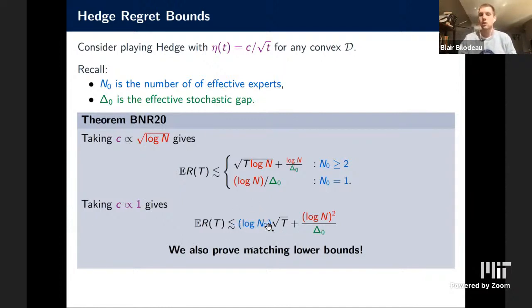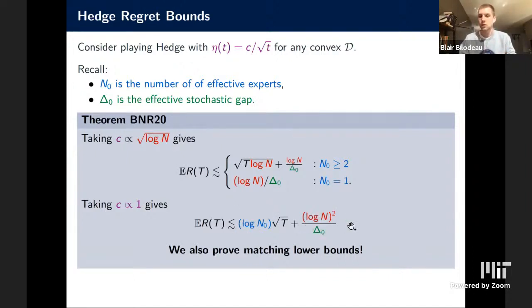So here we see a log n0 popping out. This means that the dependence on the number of effective experts is being adapted to, but it's being done outside of the square root. I haven't proved this to you yet, but believe me that there is an algorithm that achieves log n0 underneath the square root. And so this is a suboptimal adaptation. We would hope to do better than having this outside of the square root.